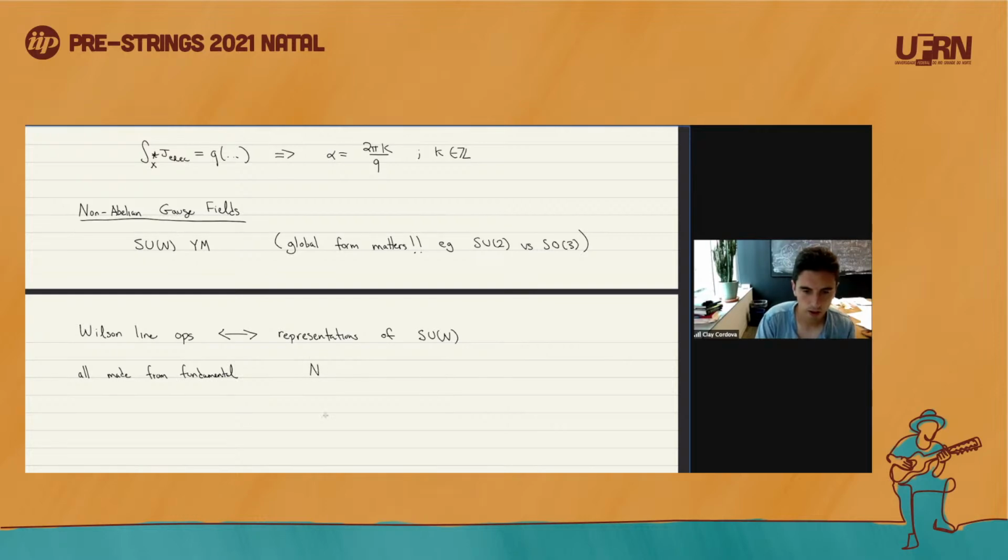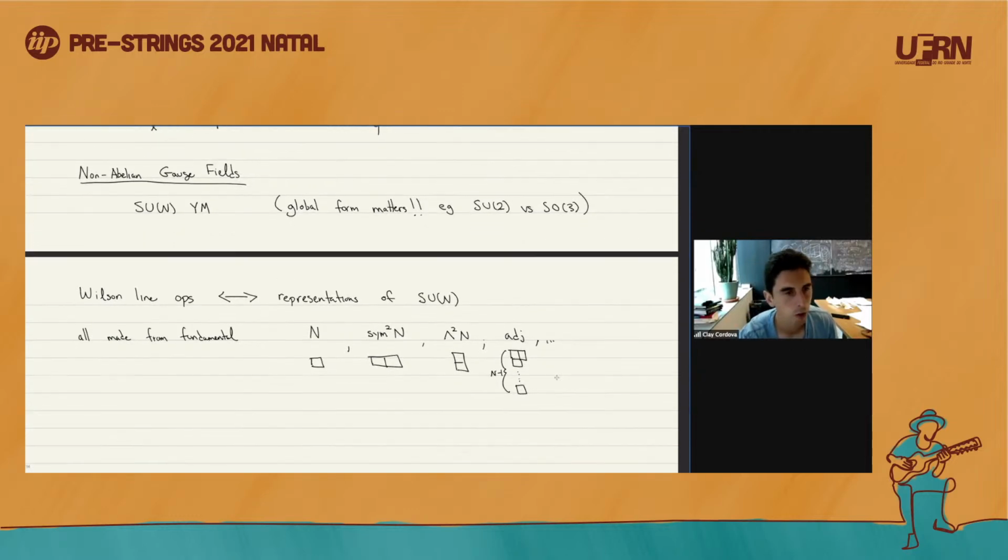So, you could have an N representation, typically written as a box in Young tableau notation. You could have the symmetric square of the N, that's two boxes arranged this way by convention. You could have the anti-symmetric square, that's vertically. You could have the adjoint. These are some common representations that I'm telling you about, and each of them is some kind of Wilson line operator that we could consider.